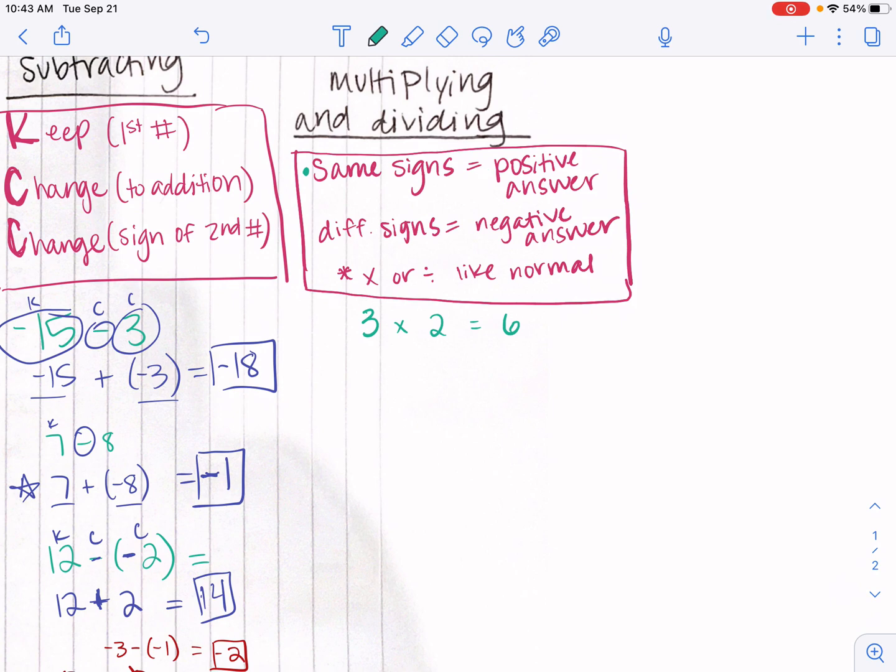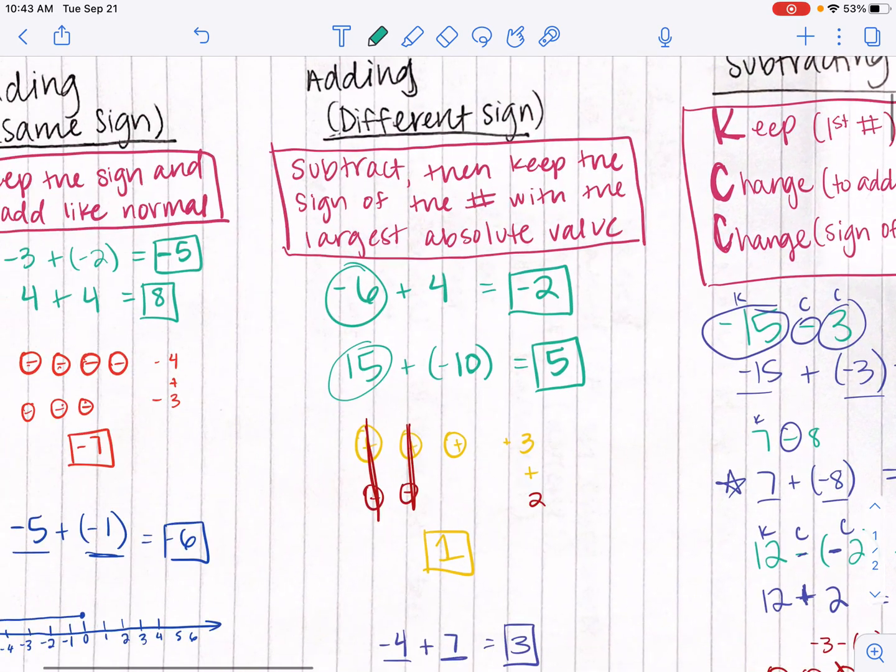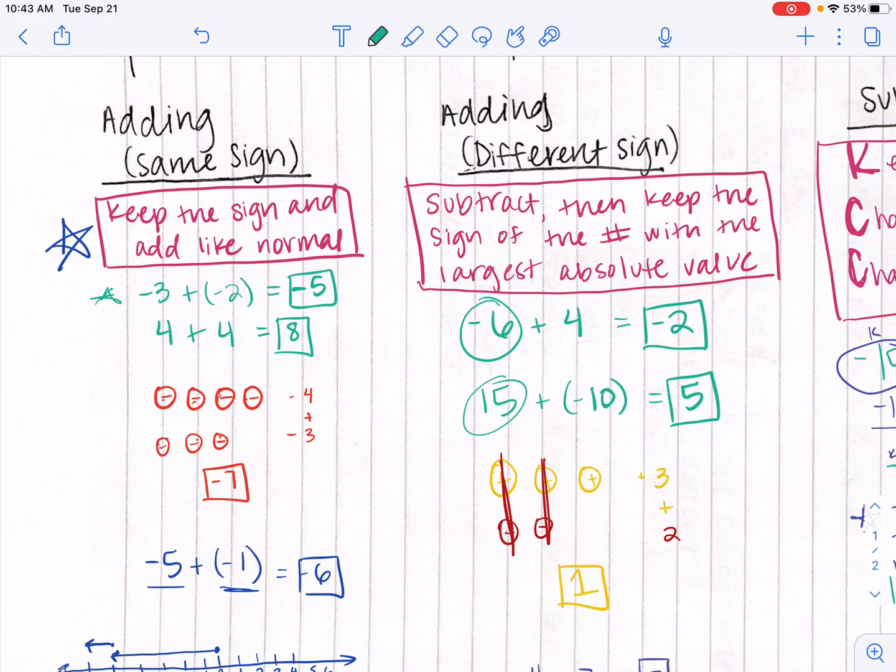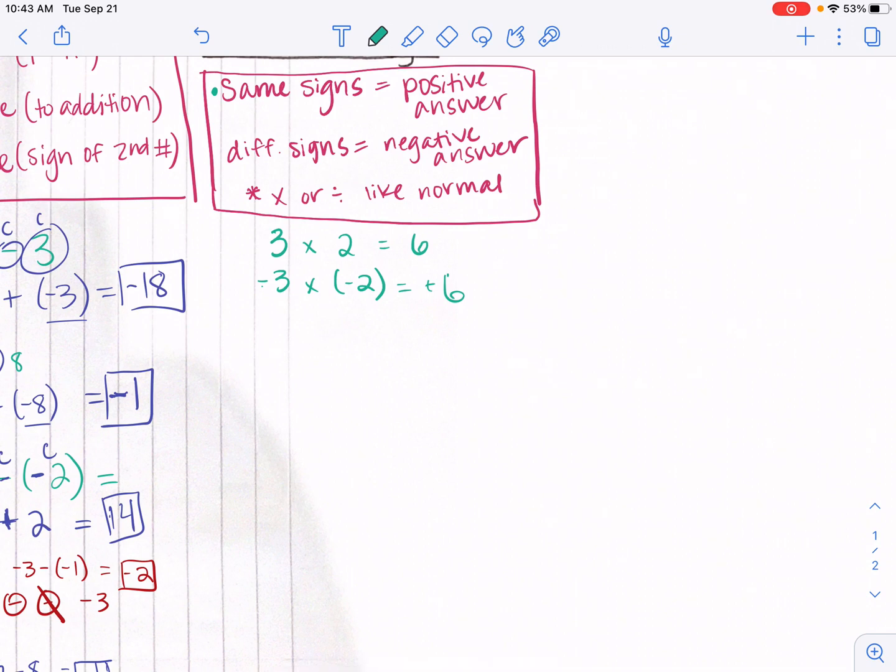But what if I had two numbers with the same signs, but they're both negative? So if I had -3 times -2, that would be +6 again. I know it's weird, but -3 times -2 is going to be a +6. It's kind of like the opposite of that rule. But whenever you're multiplying or dividing, the same signs give you a positive answer no matter what. So I'm going to clean that up. It's going to be a +6.